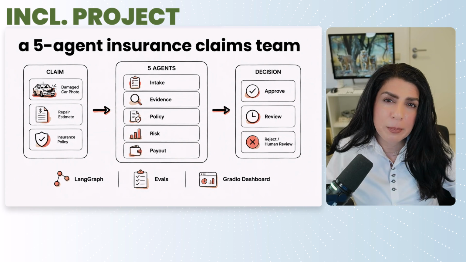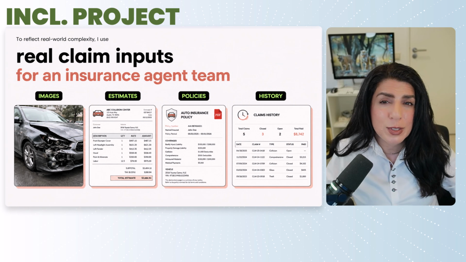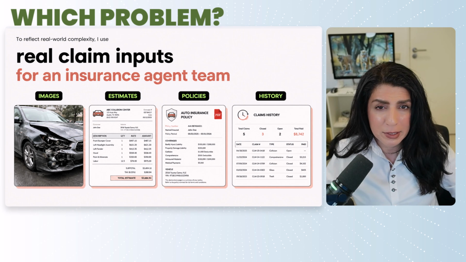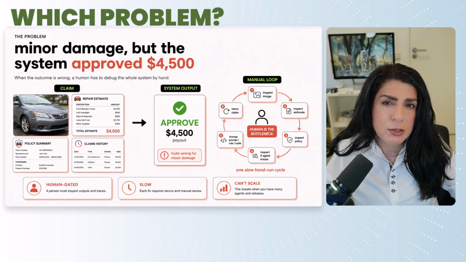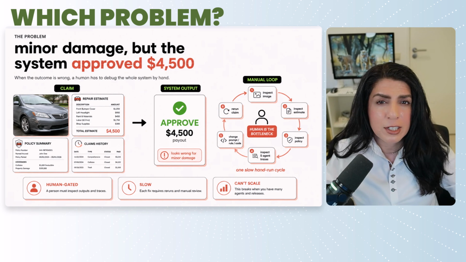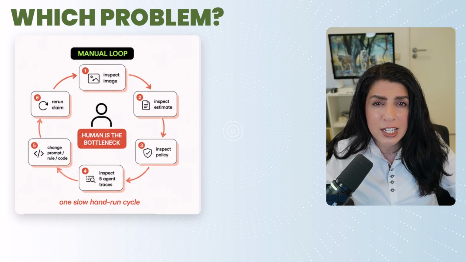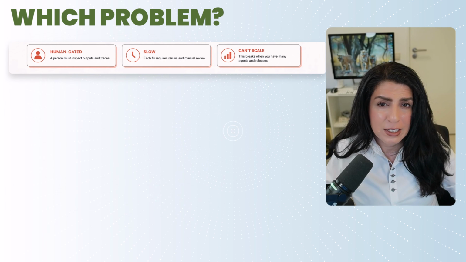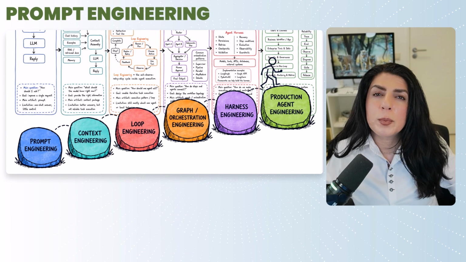But before we do, let me bring back the production insurance claim agent team from my previous video, where I built 5 agents end-to-end. We will use this system throughout the video to see exactly why each engineering layer matters. Imagine this: the damage is minor, but the system approves a 4,500 payout. The 5 agents run, the graph completed, and the answer is still wrong. Now a human has to inspect every trace, change the logic, and then run the whole agent claim again. This is the gap that these new engineering layers are designed to solve.